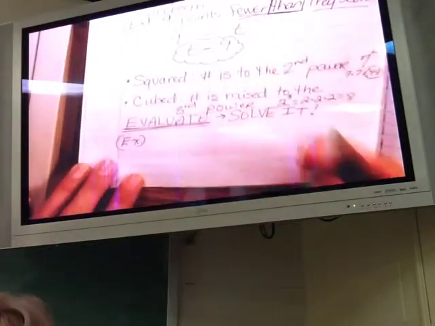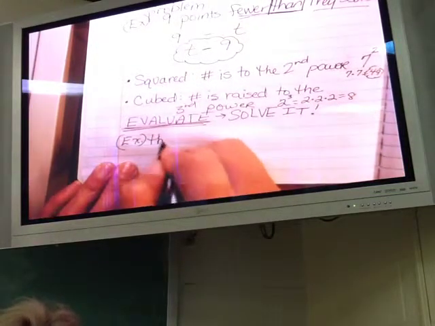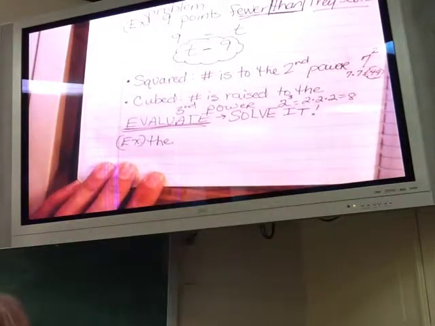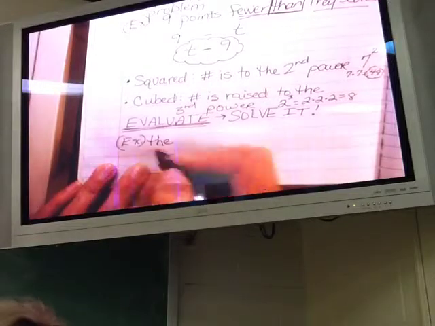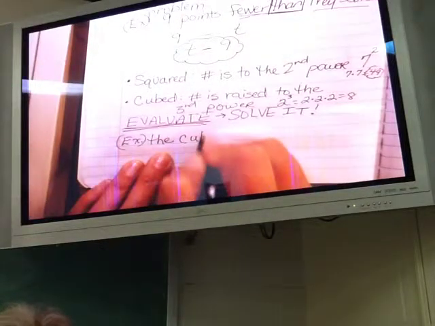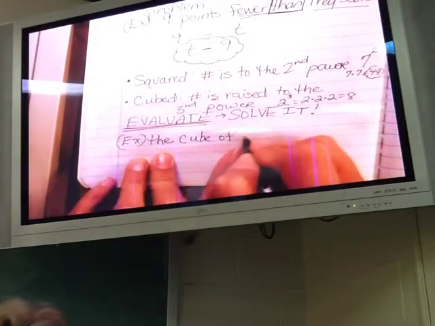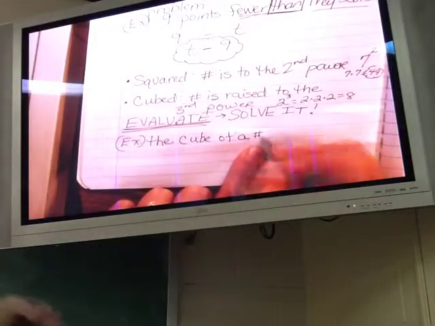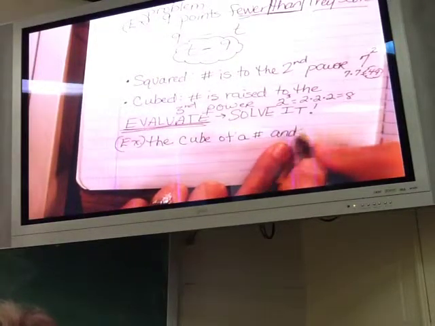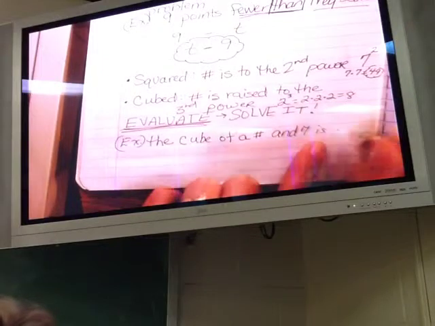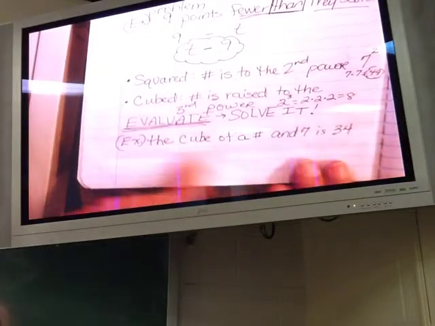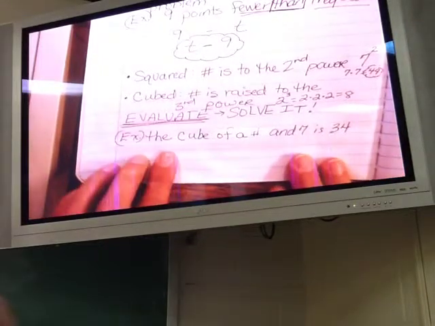If my problem says this, and this is the verbal expression, I want you to give me the algebraic, okay? This is what your problems will look like. The cube of a number and 7 is 34.